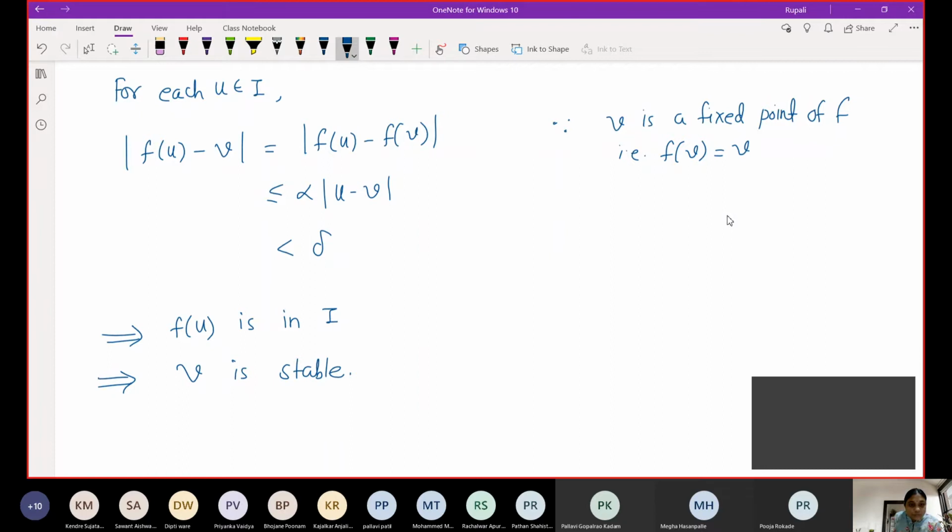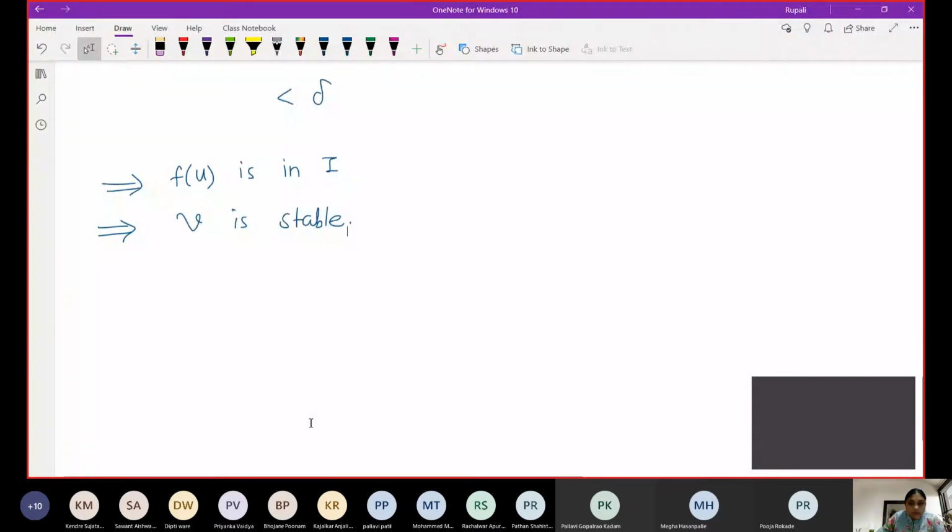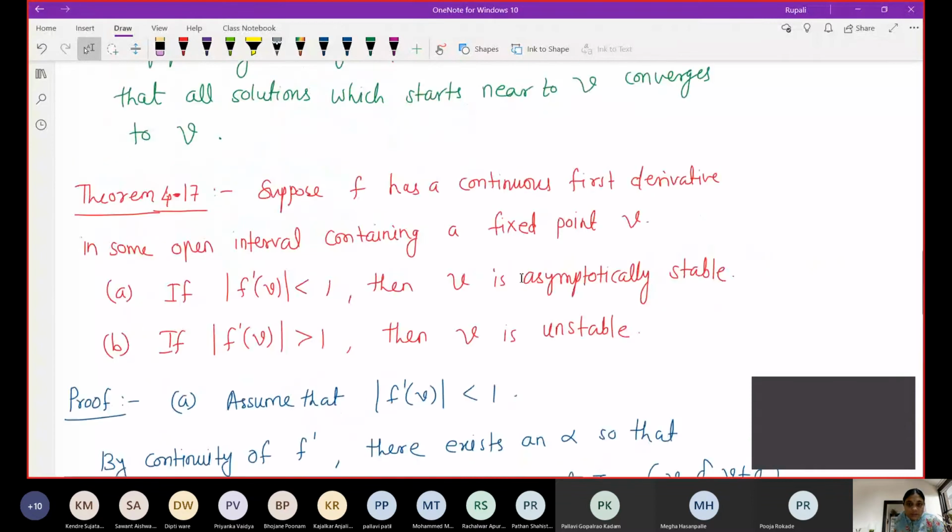Right? All points near to v, we are saying they do not wander from v under all iterations of f. So we are saying v is stable. Now what we want to show is that it is asymptotically stable. For asymptotically stable, we have shown first it is stable. Now we will show the additional condition, convergence.